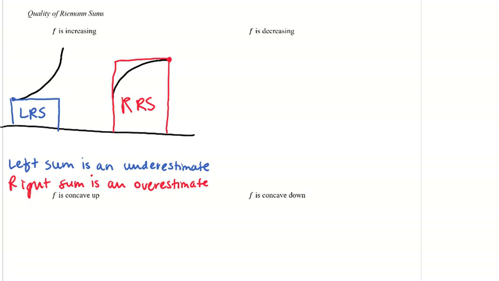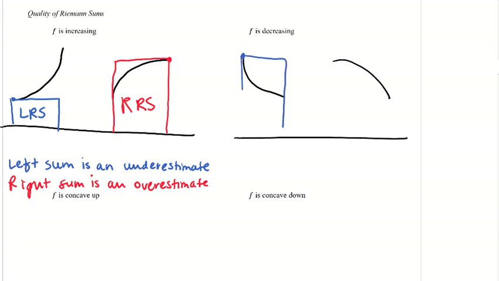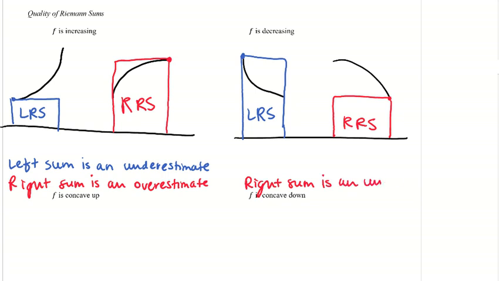F is decreasing. Okay, well, again, I'm going to draw the same picture. I'm going to draw a decreasing function that's concave up, and a decreasing function that's concave down. I said it wrong. So first I'm going to do a left Riemann sum. And I'll do a right Riemann sum as well. So here. Right sum's an underestimate, left sum is an overestimate.